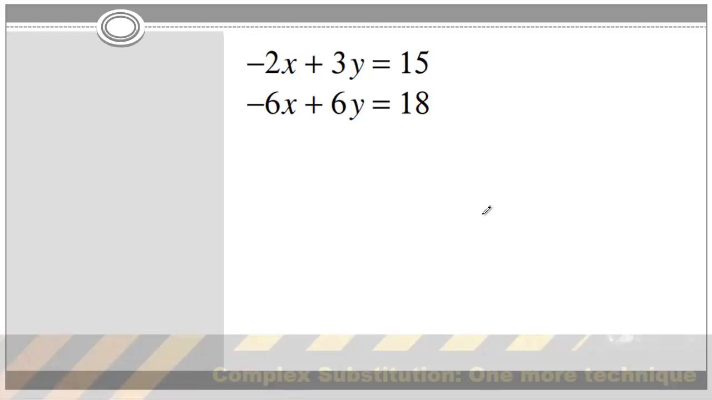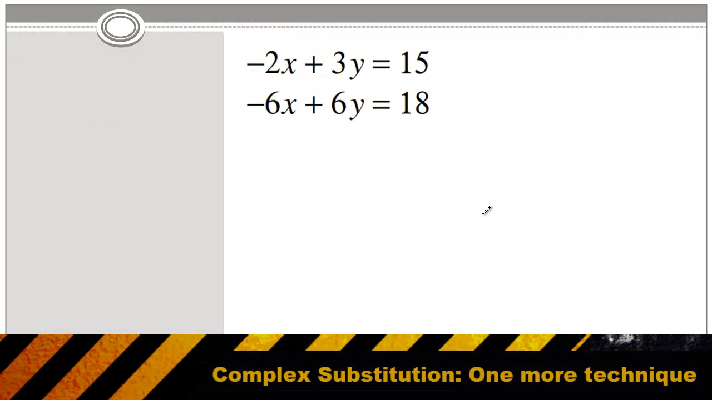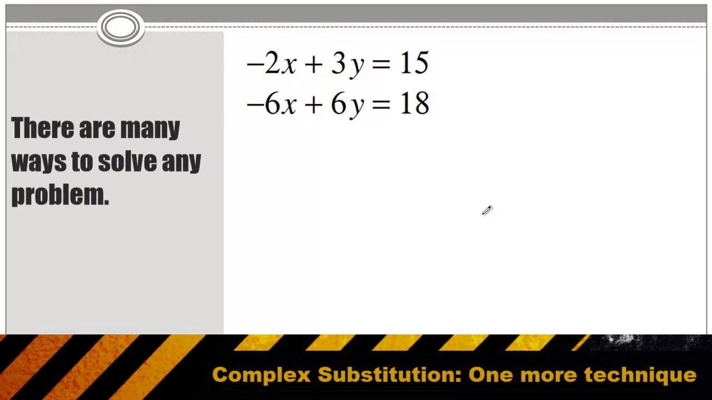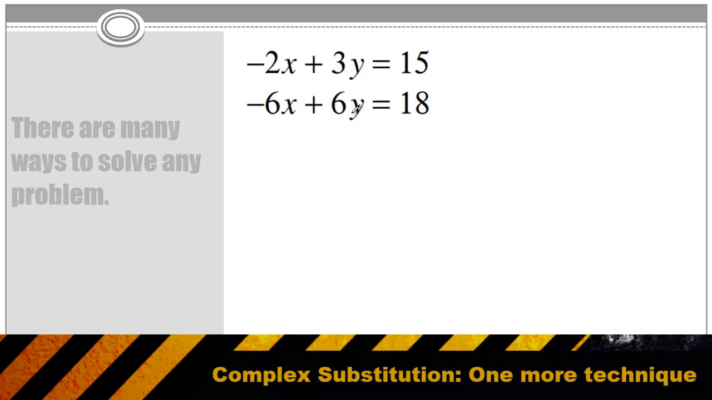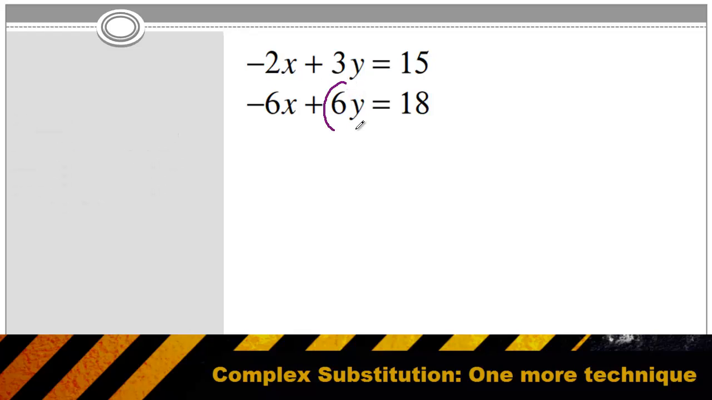The great thing about algebra is that there are many ways to solve a problem, and it really doesn't matter what you do as long as it's easy for you and you follow the rules of math. So I'm going to show you one more technique that, although it may not be the exact easiest way to solve this problem for you, it's good to be aware of your options. In this case, I don't see any variables that I can easily isolate. But what I'm going to try and do is, instead of solving for y, I'm actually going to solve for 6y and then plug that into my second equation.